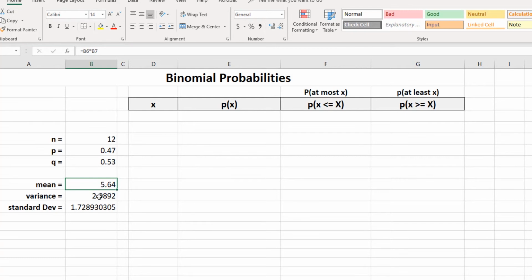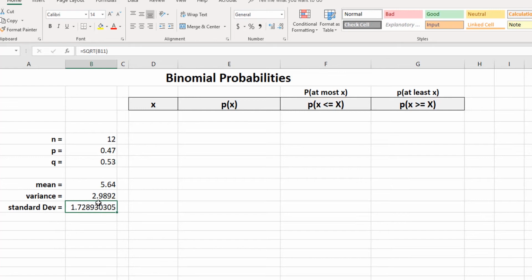Also, the mean, the variance, and the standard deviation are all just simple calculator things, but why not have it on the spreadsheet? So the mean is simply n times p, so we just type in equals whatever is in cell B6 times whatever is in cell B7. In other words, just n times p. For the variance, it's a similar thing, except it's n times p times q, and I kind of did a little cheating shortcut here. Since the mean is n times p, we already have the n times p part, so all I did was take whatever the mean is, and then I multiplied it by whatever q ended up being.